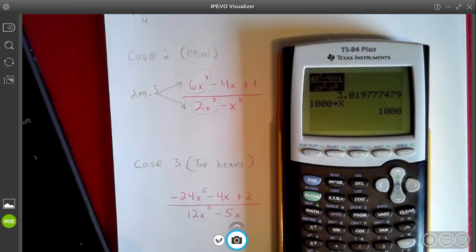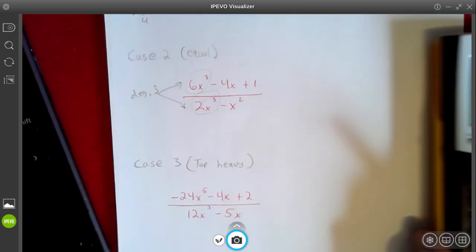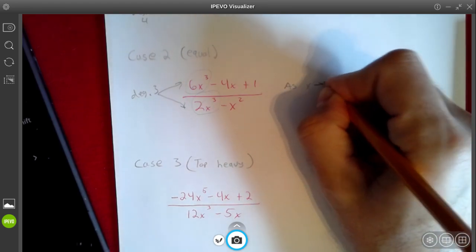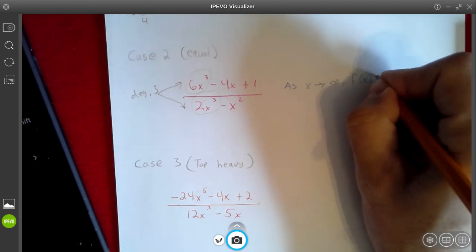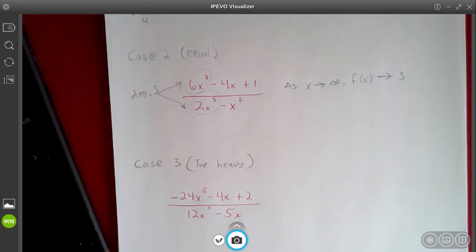If I run this again, I'm still around the 3 mark. All right. So it looks like as x approaches infinity, the value of the function is approaching 3. That's what's going on here.